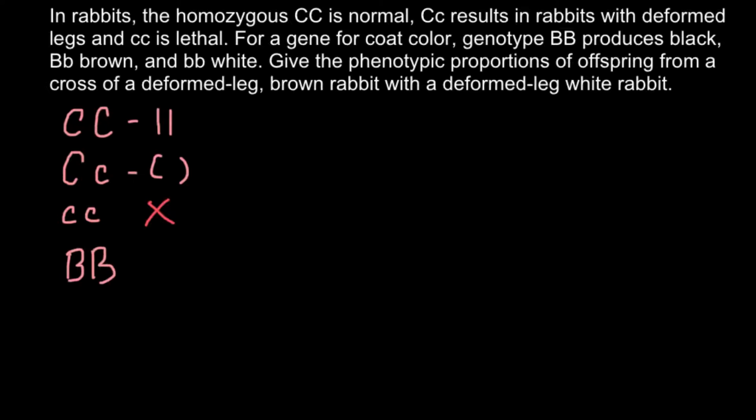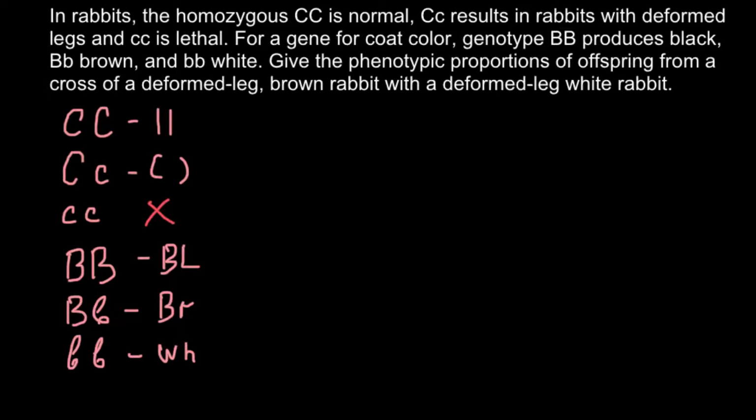As for the second gene B, which influences color, it can be homozygous dominant, and that would lead to black color. It can be heterozygous, capital B small b, and that leads to the production of brown color. And it can be homozygous recessive, and that leads to white color. So these are all the possible combinations.